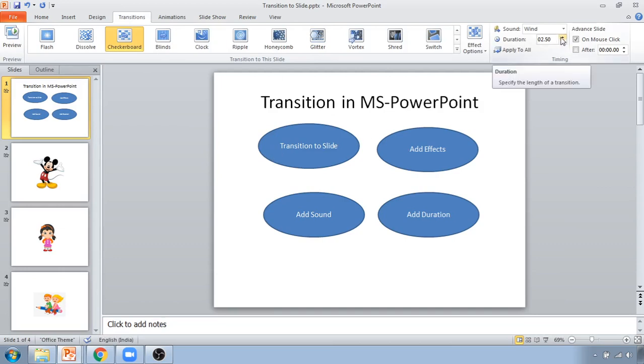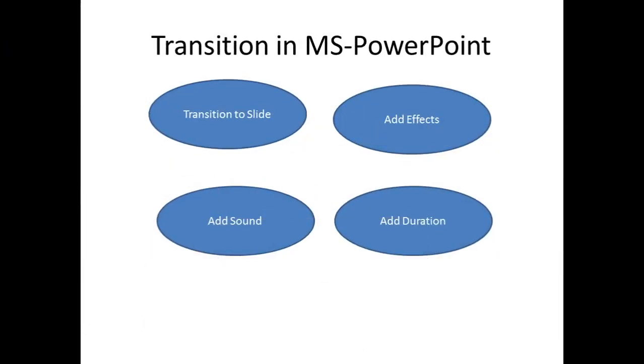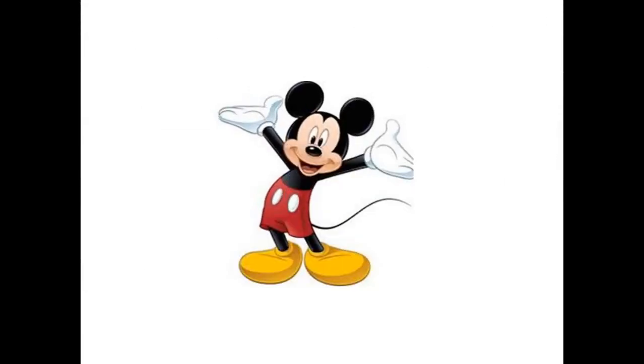Now next one is the duration. How much duration you want to keep for the transition, that is up to you. You can change just by clicking over here. Now the next one is advance slide. Now as you can see, when I am going to click on the slideshow, from the beginning, till I press the key from my mouse, my slides are not changing.